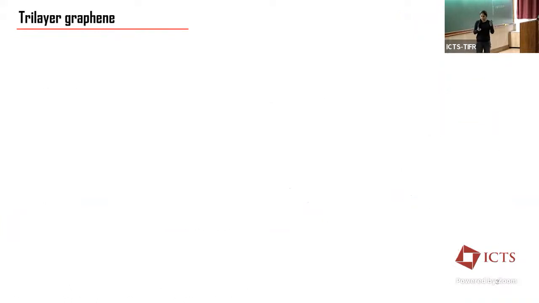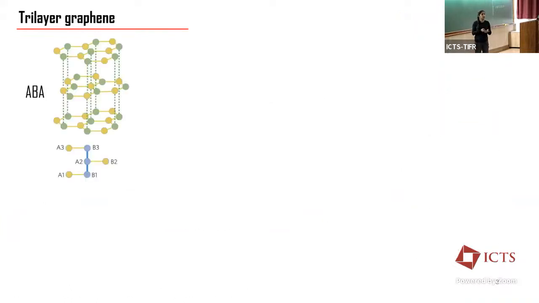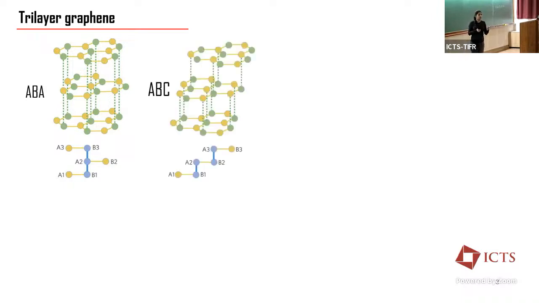Now if we add one more layer, which is trilayer graphene, usually as we increase the number of layers, the possibility of getting different stacking sequences also increases. For example, in trilayer graphene we have two possible stacking sequences: one is ABA trilayer graphene and the other is ABC trilayer graphene, which we can get naturally through mechanical exfoliation.